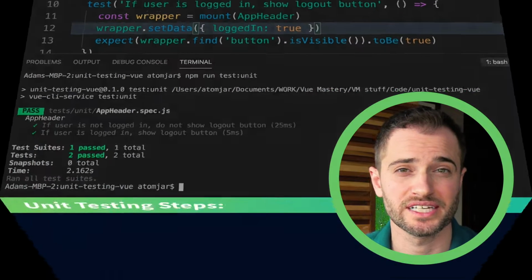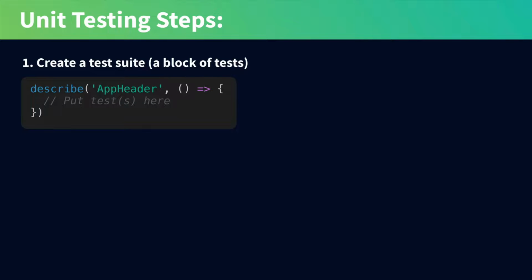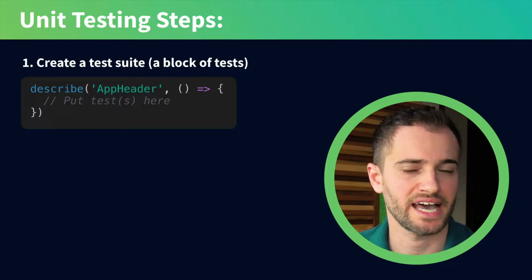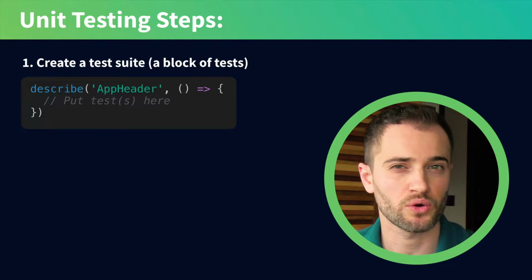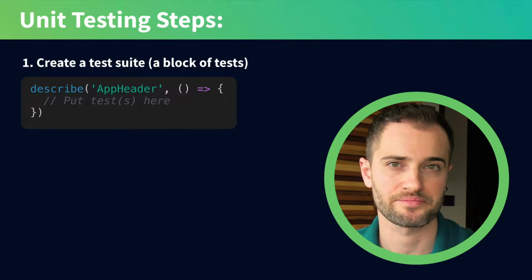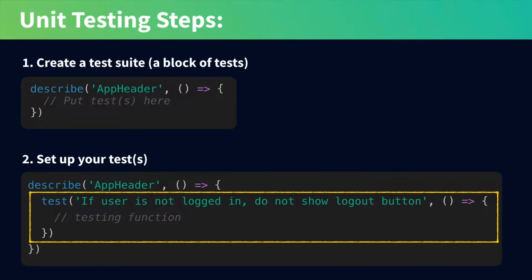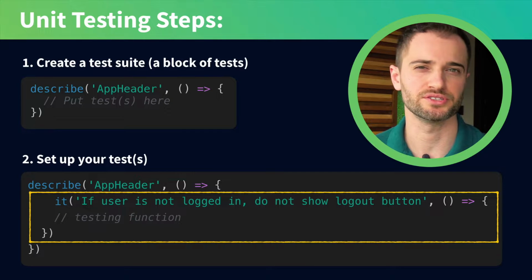We just did a lot, so let's review the steps we just took. First, we create a test suite, also known as a block of tests, using the Jest describe method. As a side note here, if you only have one test, you don't really have to use the describe block. This is most helpful if you have multiple tests and you want to organize them within the same test block. Second, we set up our tests using the Jest test function. And instead of using test, we could also use it. You'll see both of those used out in the wild.